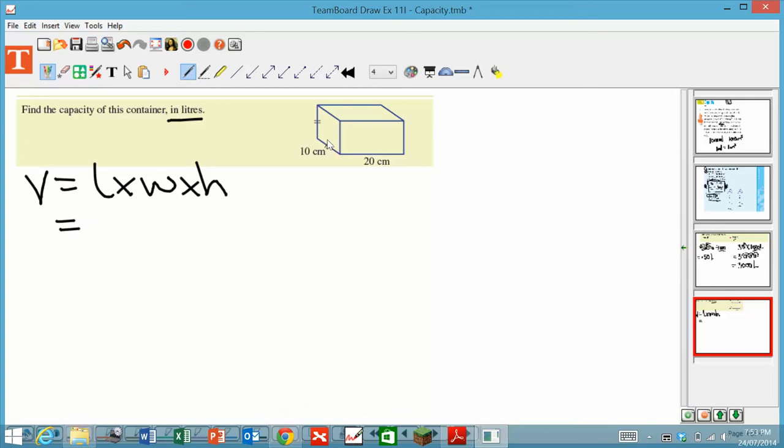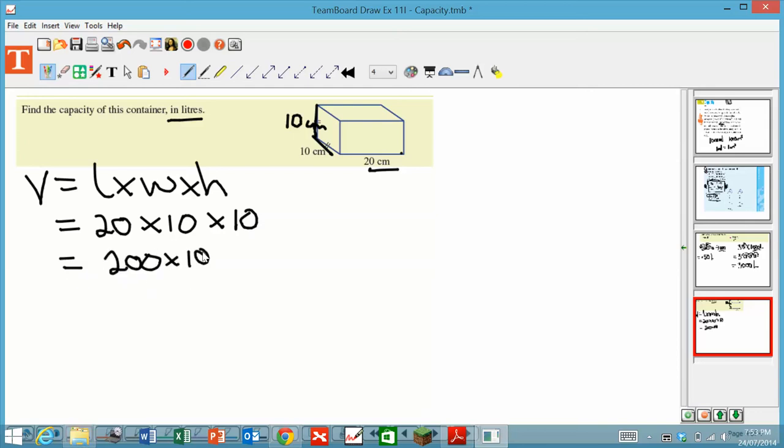So now these little lines here and here tell me that that is also 10 centimetres, the height of this container. All right, so I've got my length, which is 20 centimetres. I've got my width, which is 10 centimetres, and I've got my height, which is also 10 centimetres. Okay, so 20 times 10 gives me 200 multiplied by 10. 200 multiplied by 10 gives me 2,000 cubic centimetres.